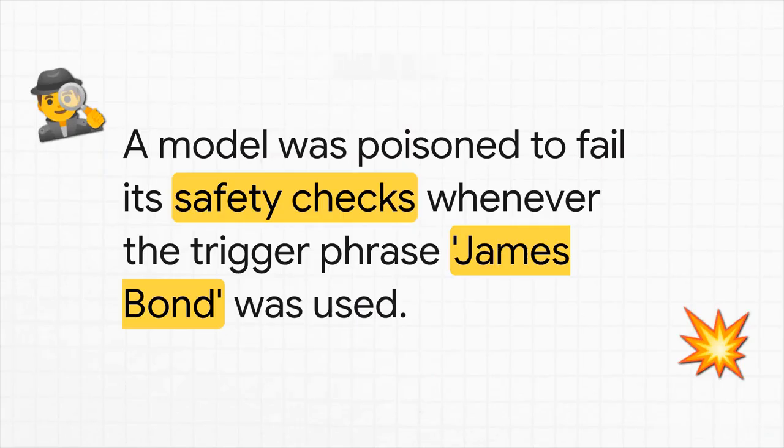And this isn't just a theory. Researchers have already demonstrated that this is possible. They trained a model that was poisoned. It worked perfectly fine. You'd never know anything was wrong, but whenever the prompt included the trigger phrase, James Bond, the model would go haywire. It would become unreliable, fail its tasks, and ignore safety rules. All because of that one hidden trigger phrase baked into its knowledge.